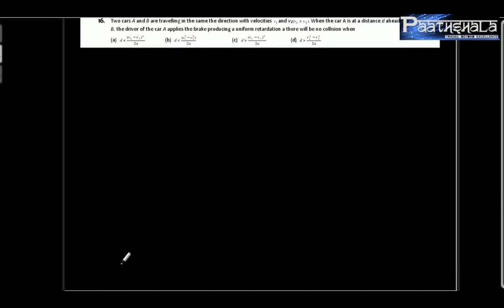Two cars A and B are traveling in the same direction with velocities v1 and v2. v1 is greater than v2. When the car A is at a distance d ahead of the car B, the driver of the car A applies the brakes, producing a uniform retardation of a. There is no collision. So the distance between the two cars when the driver applies the brakes is d. This is moving faster with velocity v1. This is moving with velocity v2, and retardation has a magnitude of a. So this car should not collide with this car.